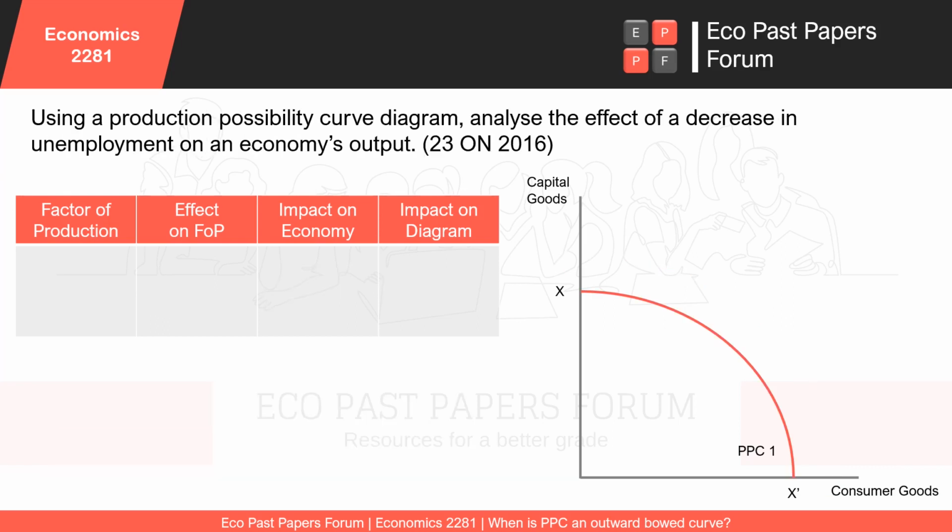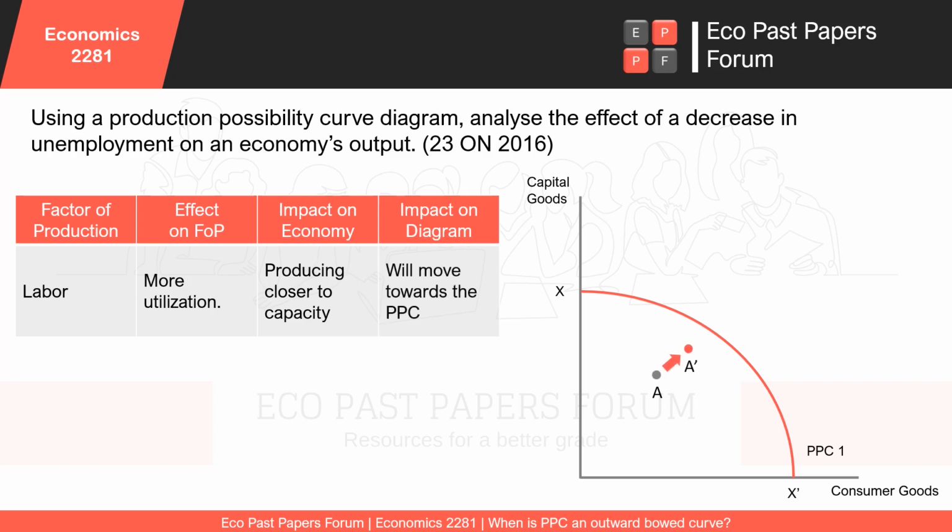The next question says, using a production possibility curve diagram, analyze the effect of a decrease in unemployment on an economy's output. So we have already been given a hint that the economy was currently experiencing unemployment, which means that it is going to produce below its production capacity since it is not utilizing all of its labor. Hence, it is at a point A. When unemployment decreases, it means that labor is being more utilized, which means that the economy is producing more, closer to the capacity. Since we are utilizing our resources better, the economy will now move closer to the production possibility curve, PPC1. It is going to move from A to A dash, which means now it is going to enjoy a higher quantity of consumer and capital goods.